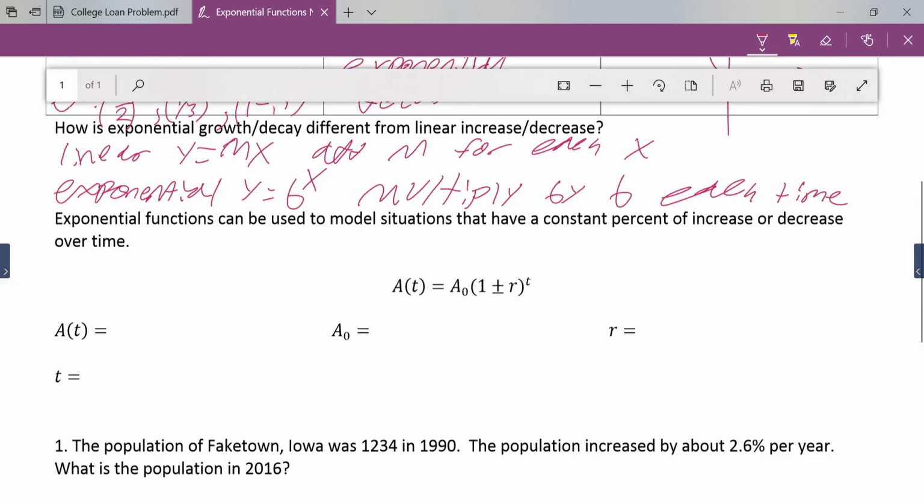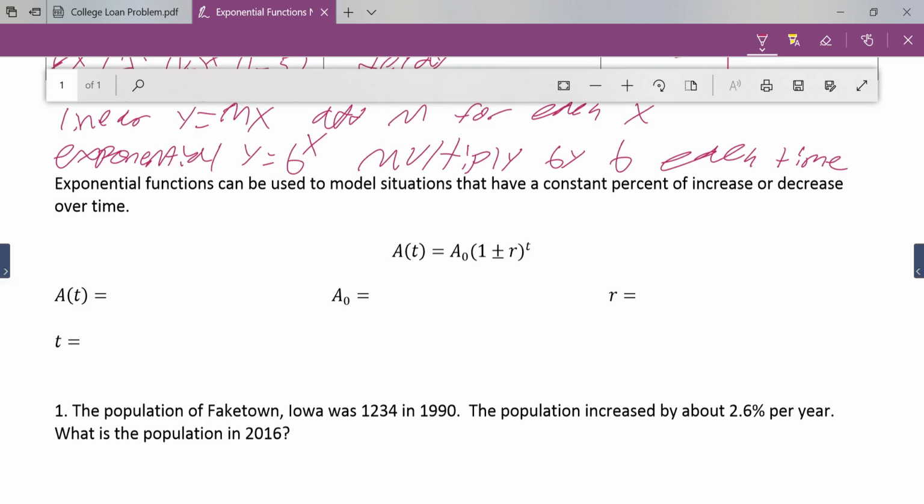So exponential functions can be used to model a lot of situations that have a constant percent of increase or decrease over time. And usually the formula we use for these looks like this, which we read as A of t equals A naught, where the naught just refers to the initial value, times 1 plus or minus r to the t. And this plus or minus just refers to whether we're dealing with exponential growth or exponential decay.